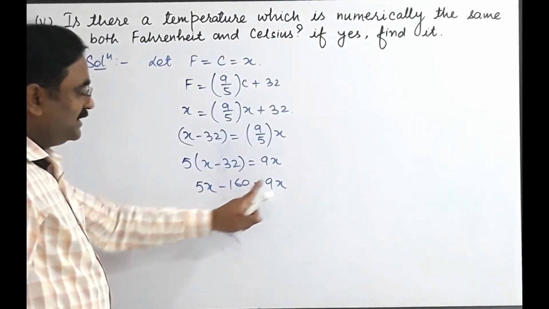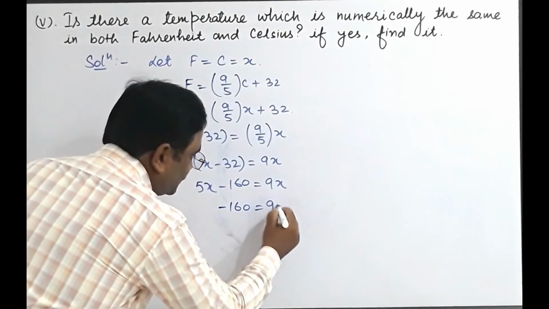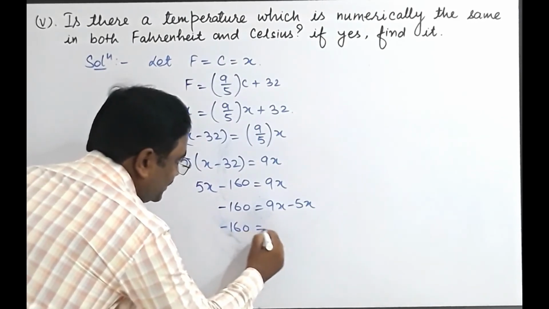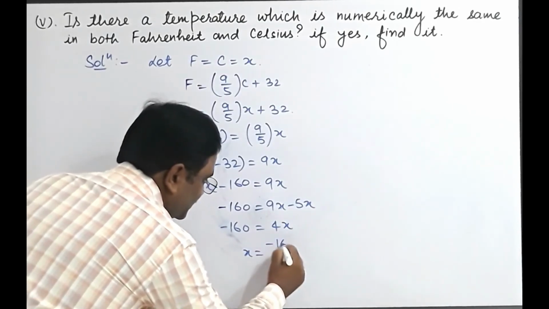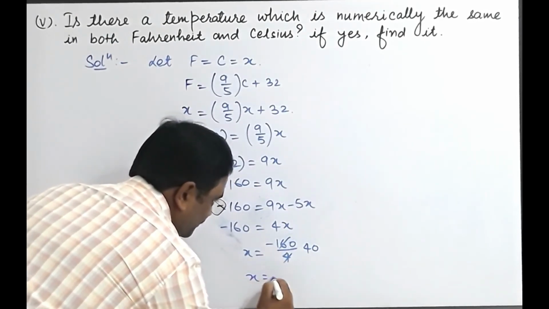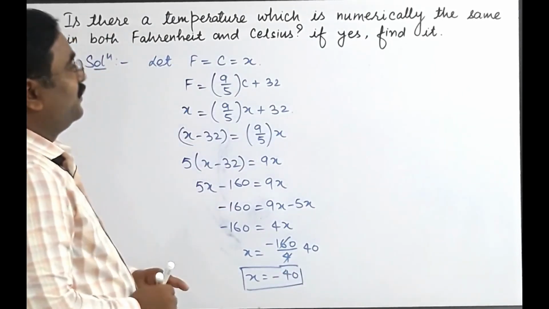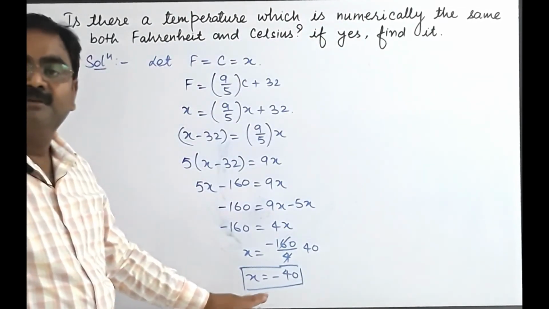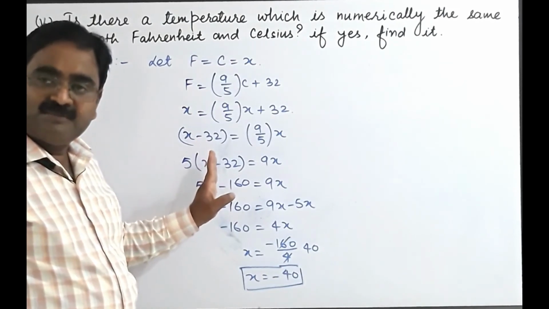Take this 5x to the right side, transpose it to the right side, minus 160 equals to 9x minus 5x. So minus 160 equals to 4x. So x is equals to minus 160 upon 4, which is written as minus 40. So for the Fahrenheit and Celsius, if they are numerically equal, their value will be minus 40. Right children? Clear the concept?